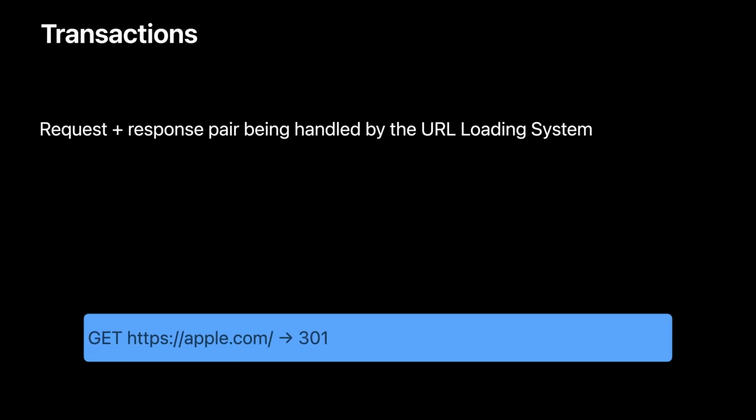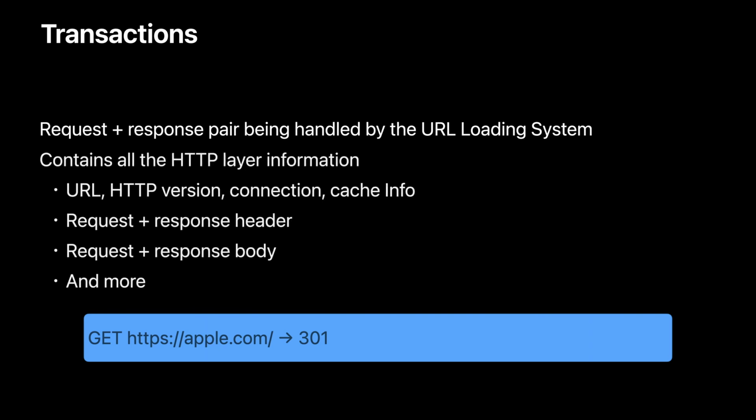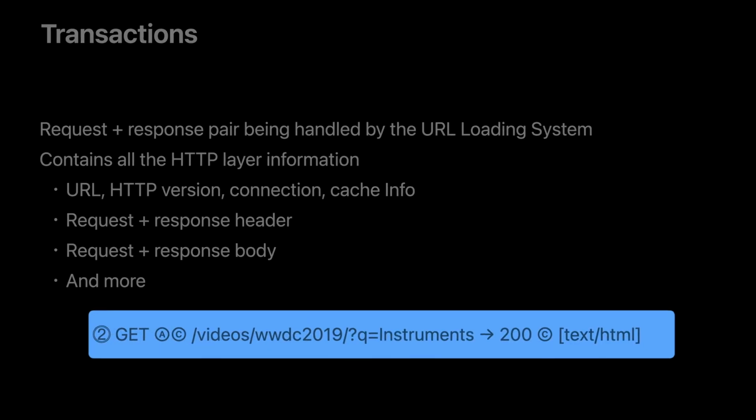As mentioned before, a transaction represents the combination of the HTTP request and response. It aligns with what URL session does under the hood to handle your task, and contains all of the information of the HTTP layer, like the requested URL, information about the transferred data, and much more.